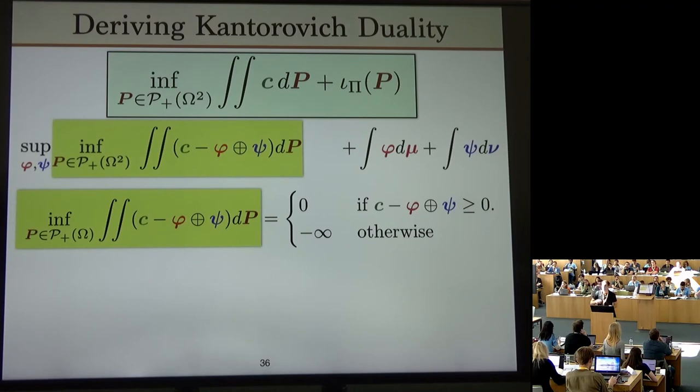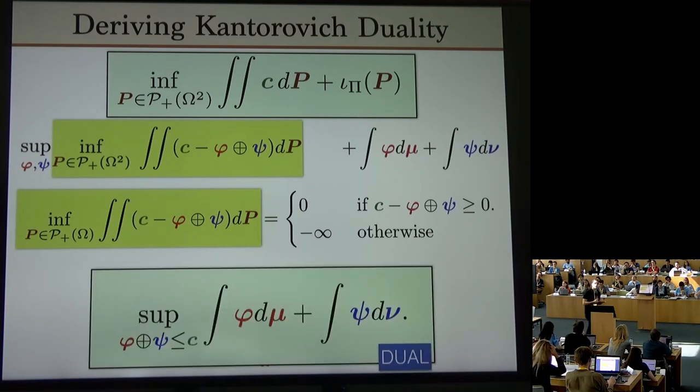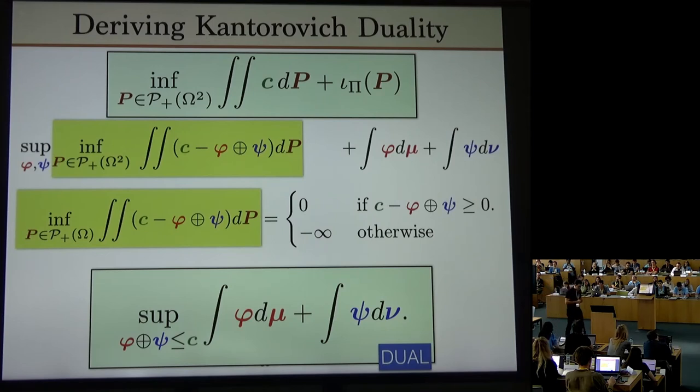So, in short, this infimum is also telling you whether c minus phi plus psi is positive or not. If it's positive, then this is equal to zero. If it's not always positive and there's one point for which c of x,y minus phi of x minus psi of y is negative, then it's minus infinity. And this is another way to rewrite an indicator function, and so you can also plug this back into a constraint. So I've just switched a bit between constraints and the optimization objective, and this is the essence of duality.